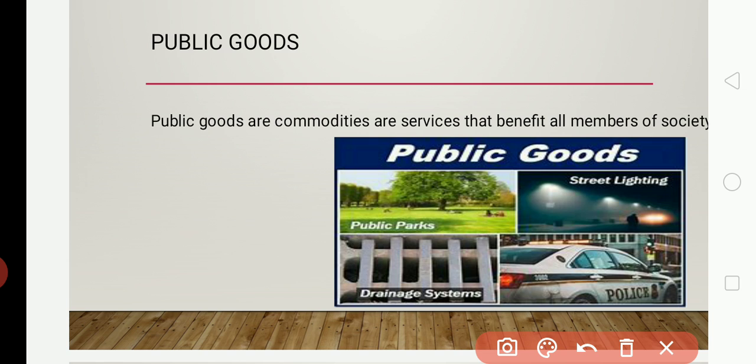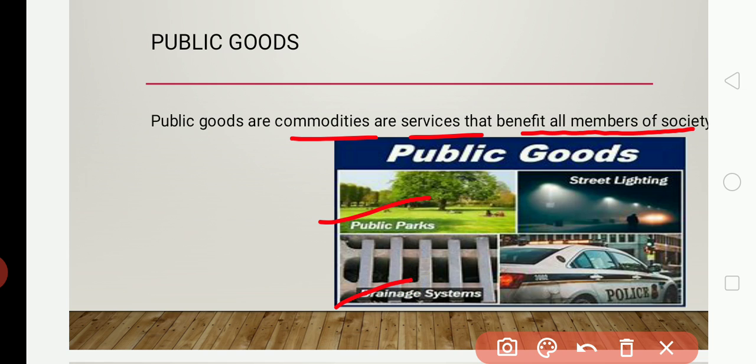And certain goods which we don't pay for are called public goods. Public goods are commodities or services that benefit all the members of the society. So what is a public good? It may be a commodity, it may be a service, which will benefit all the people. Here I have given some examples, like public parks. Does a public park belong to any individual? No. A public park is enjoyed by everyone.